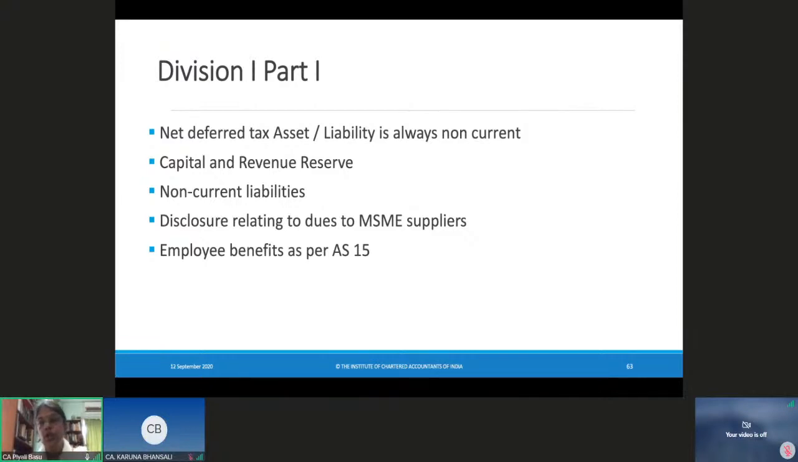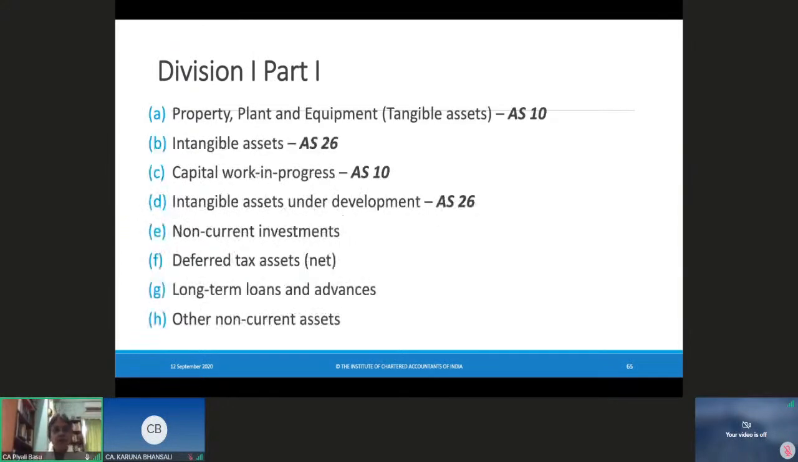Net deferred tax. Deferred tax cannot be shown on both the sides, right? Deferred tax liability and deferred tax asset cannot be shown separately, and it has to be shown as a net. Either of the two. It is either an asset or a liability, and it is always non-current because of its nomenclature, deferred. All right, so it is always non-current. And then we have capital reserve, capital and revenue reserve. The non-current liabilities, disclosures relating to dues to MSME suppliers, employee benefits as per AS 15, we'll discuss this, a little bit of these things.